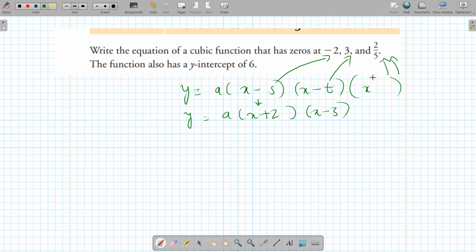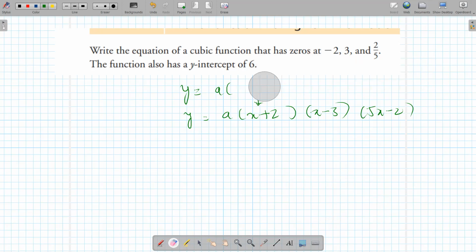But the third one is trickier, right? The third one is trickier. Let's work backwards with that one. x equals 2 over 5. What do we do first? We want to multiply by 5. Yeah, 5x equals 2. And then? Subtract 2. Exactly. So we get 5x minus 2. There we go. And now finally, we need to find the a value.